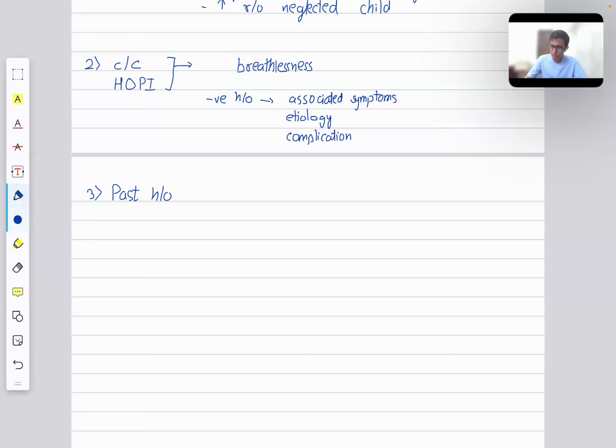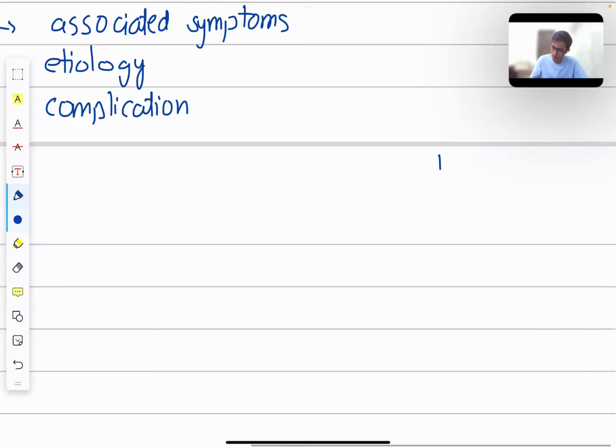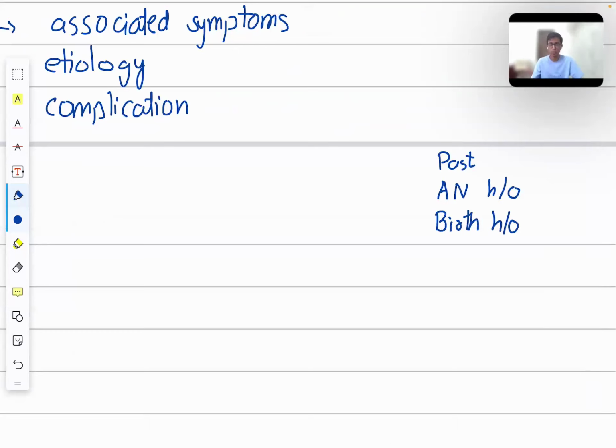So, how to remember the order in which we have to take our history? First comes past history, then comes antenatal history. After the pregnancy period, the child will be born. So, after antenatal history, we have birth history. Once the child is born, first thing we do is we'll give him vaccines. So, next part is immunization history. After we give the vaccines, the child will grow, the child will develop. Next comes developmental history.